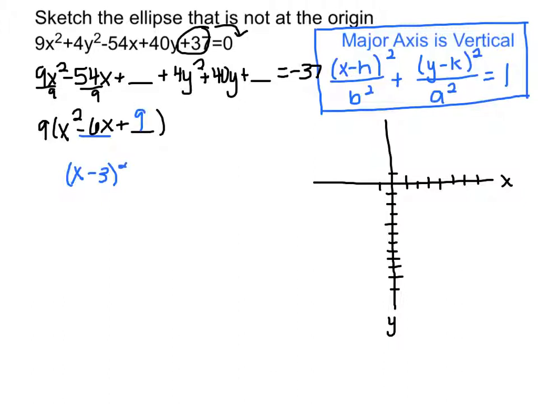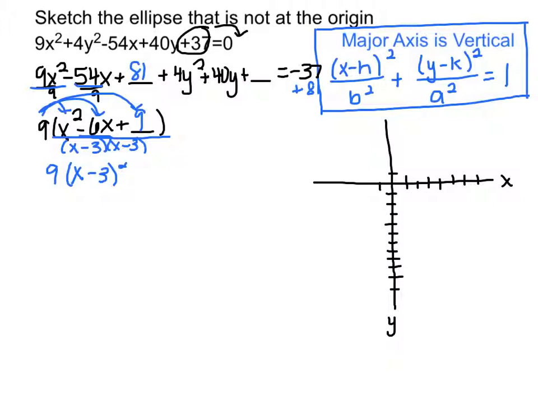What did I just do? Well, if I was to factor this piece right here, I would have x minus 3 times x minus 3. So that's how I got x minus 3 squared. And I still have this leading coefficient here. To keep an equation balanced, anything that I do to the left side, I have to do to the right side. So I didn't just add 9. If I distribute this 9 back in, I get 9x squared, I get minus 54x. So 9 times 9 is 81. So I added 81 to the left side, which means I have to add 81 to the right side.